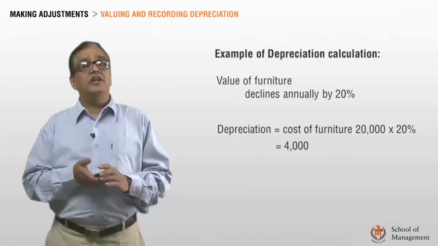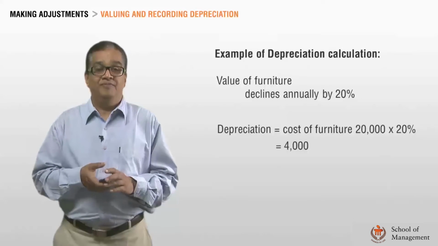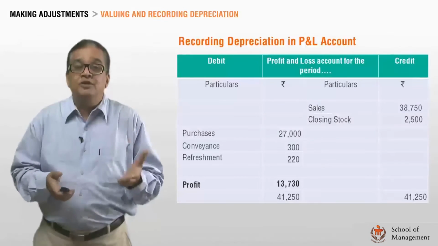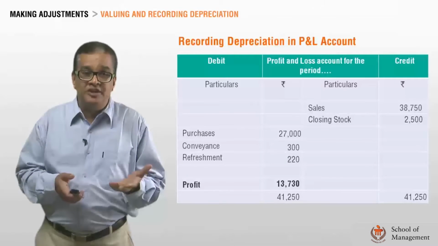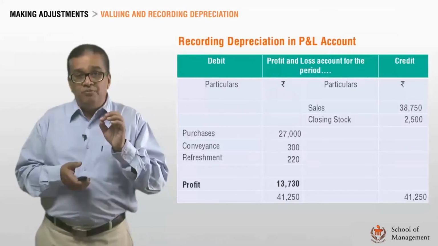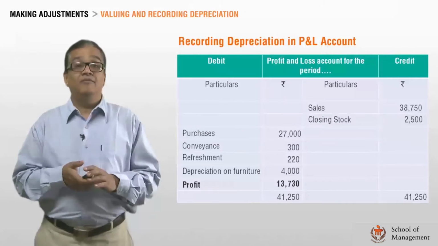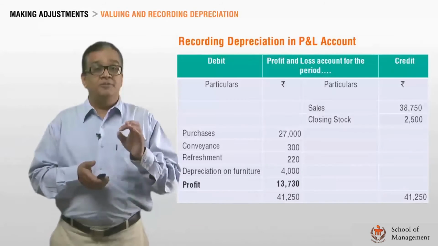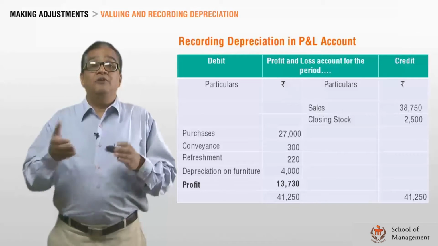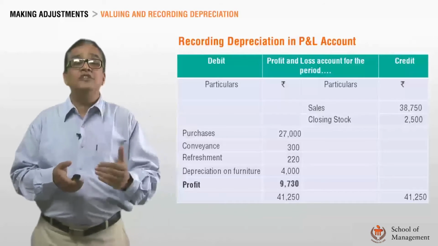Now, depreciation is a revenue expenditure, as is conveyance, as is refreshment. Or we say this is an operational expenditure. Obviously, where do we show this? This being a revenue expenditure, we show this on the debit side of the profit and loss account. So, on the debit side of the profit and loss account, we will show depreciation as rupees 4,000. And what will happen because of this? The debit side of the profit and loss account will go up by 4,000, and therefore when we deduct the debit total from the credit total, obviously the profit will come down by rupees 4,000.